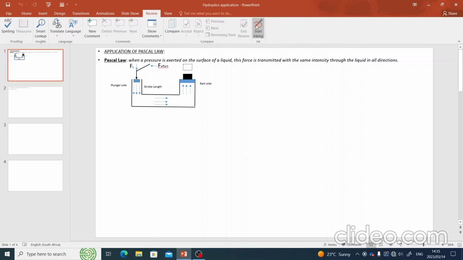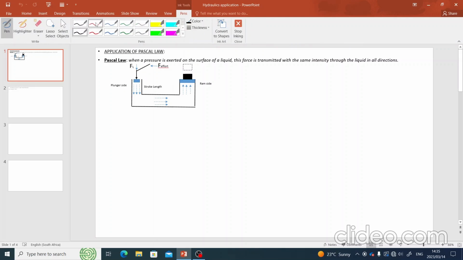Let us look at your centroid. Let's get a bit of understanding. We are dealing with the application of Pascal law.